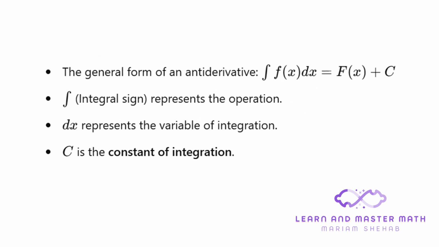The general form of an antiderivative is the integral of f of x dx equals uppercase F of x plus c. The integral sign represents the operation you're working with. It shows that you are doing some integration here. dx represents the variable of integration, and c is the constant of integration.